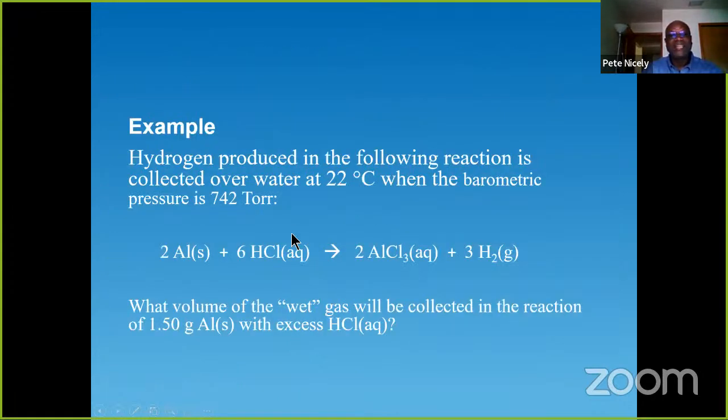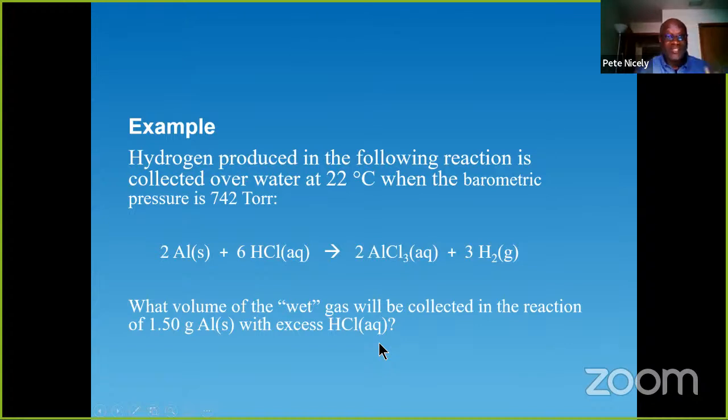Okay, so here's an example of a problem which applies not only what we just learned in terms of Dalton's law, but also gas stoichiometry. So the question is talking about this reaction here where hydrogen is produced, and it says that the hydrogen is collected over water at 22 degrees Celsius when the barometric pressure is 742 torr. And the question is asking what volume of the wet gas will be collected in the reaction of 1.50 grams with excess hydrochloric acid, right?